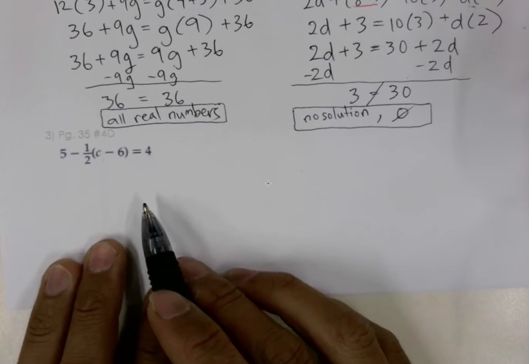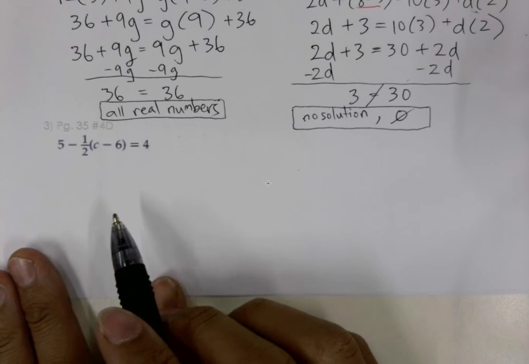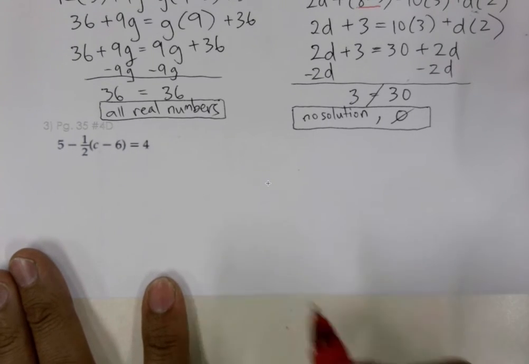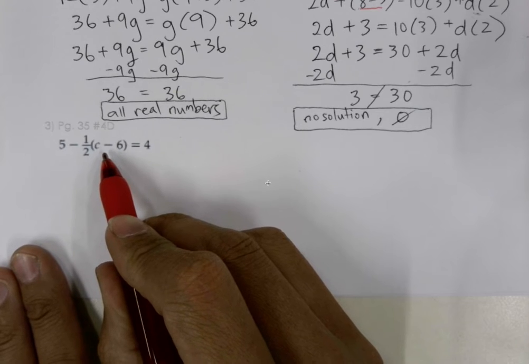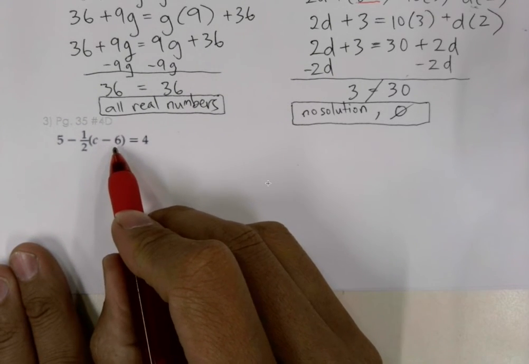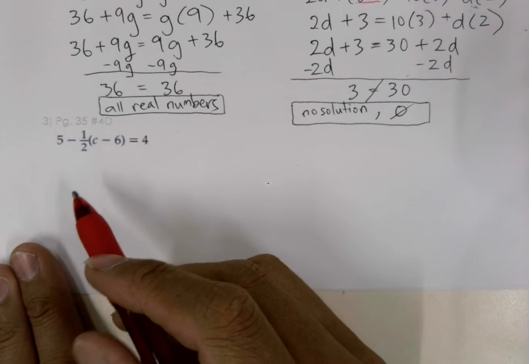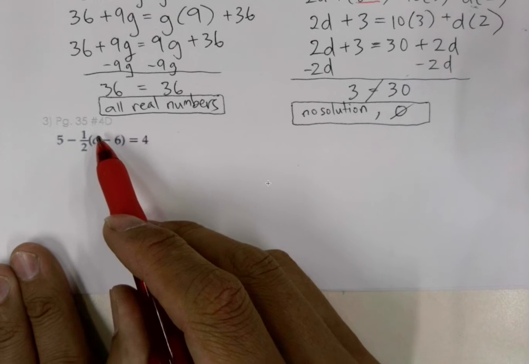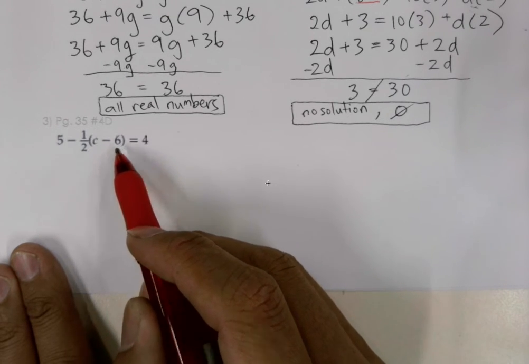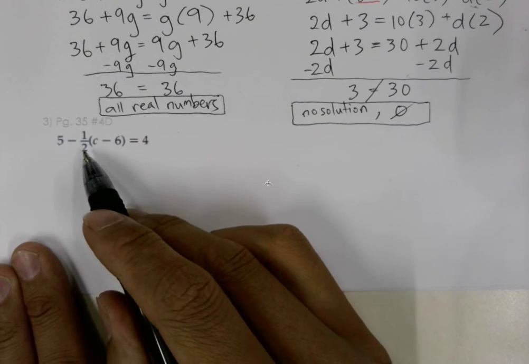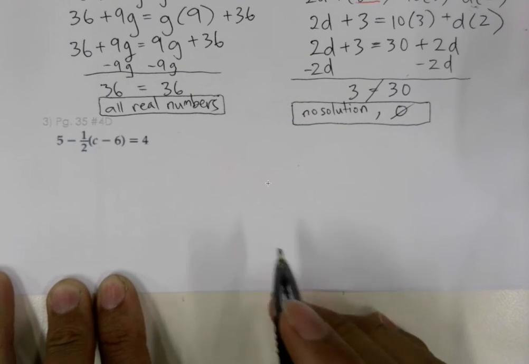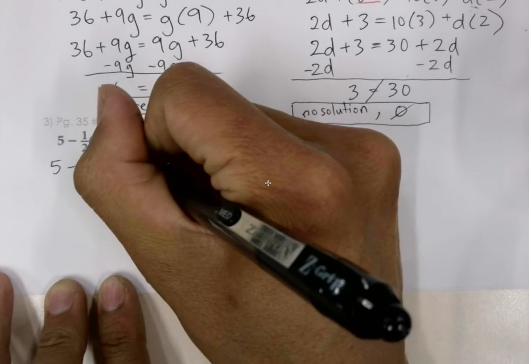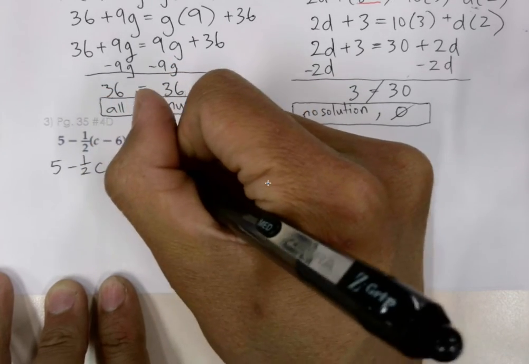Why don't we move on to problem number 3. We can look inside of the parentheses and we can see that we cannot simplify anymore. So from there, the next highest order of operations is the multiplication. The negative 1/2 times the difference of c and 6. So let's go ahead and distribute out the negative 1/2, leaving us with 5 - 1/2 c + 6/2 = 4.